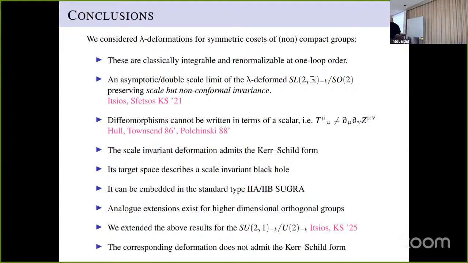And then we present an asymptotic double scale limit of a lambda deformed SM2R over SO2 example, which preserves scale but non-conformal invariance. As I told you, the reason why I'm saying scale but non-conformal invariance is because at the level of two-dimensional field theory, the level of the sigma model, the diffeomorphism cannot be written in terms of a scalar. Or, in a more standard field theory language, the corresponding energy momentum tensor.